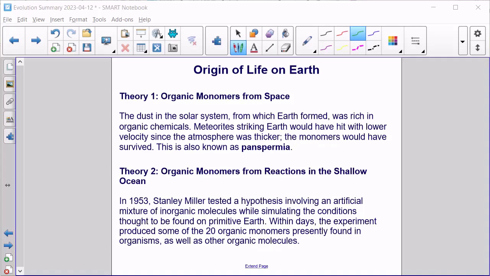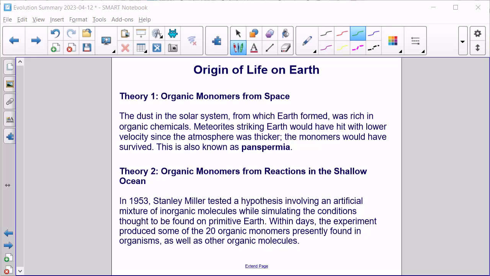Origin of life on Earth. Theory 1, organic monomers from space. The dust in the solar system from which Earth formed was rich in organic chemicals. Meteorites striking Earth would have hit with lower velocity since the atmosphere was thicker. The monomers would have survived. This is also known as panspermia.